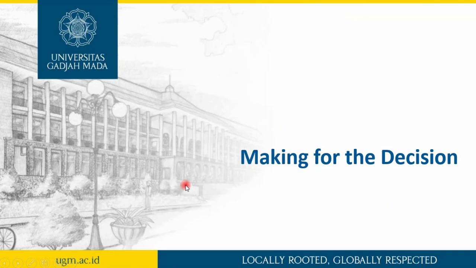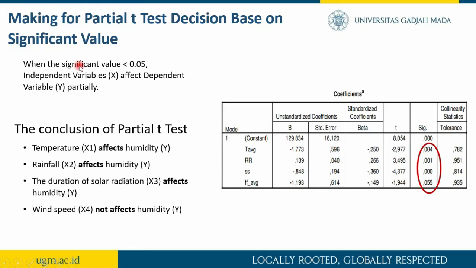And after we make sure that our data can pass the classical assumption tests, we then make the decision. Making the partial t-test decision based on the significance value. It says that when the significance value is less than 5%, the independent variable x affects the dependent variable partially. And then we look at this table, the coefficient table, and this is the significance value.